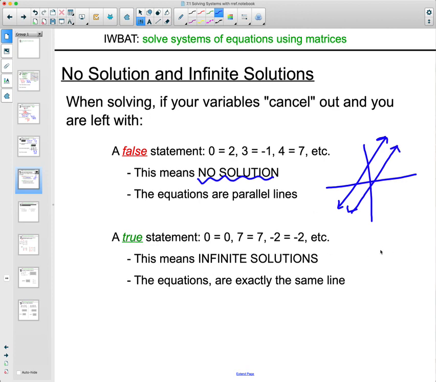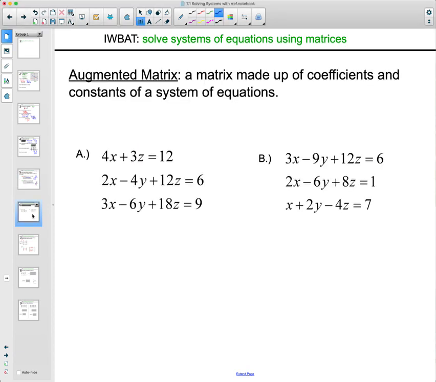A true statement would mean, so if you get 0 equals 0, 7 equals 7, something that's true, that would mean that when you graphed these lines, they were the exact same line. So they graphed on top of each other. So they have all the same solutions. So there are infinite solutions to this. So that's going to show up a little bit in some of these matrices problems.